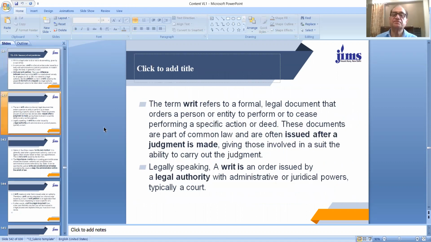The term writ refers to a formal legal document that orders a person or entity to perform or to cease to perform a specific action or deed. These documents are part of common law and are often issued after a judgment is made, giving those involved in a suit the ability to carry out the judgment. So dear students, legally speaking, a writ is an order issued by a legal authority with administrative or juridical powers, typically a court.